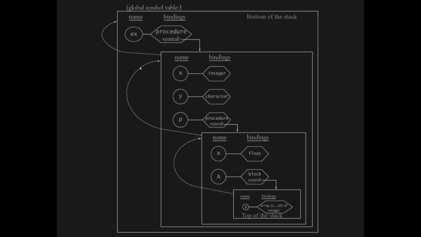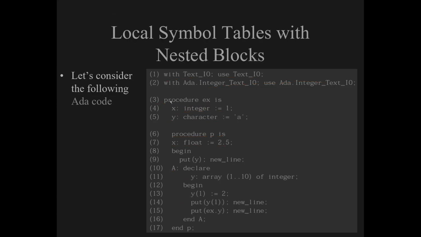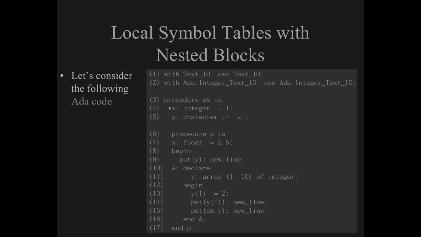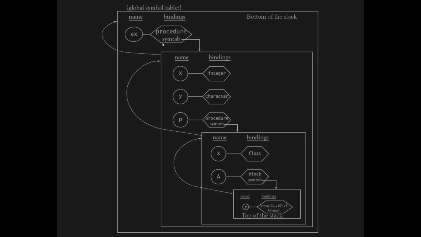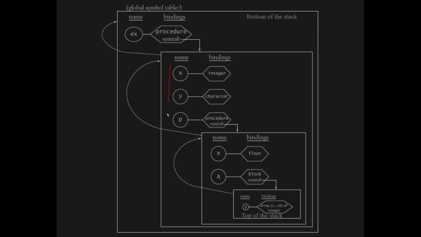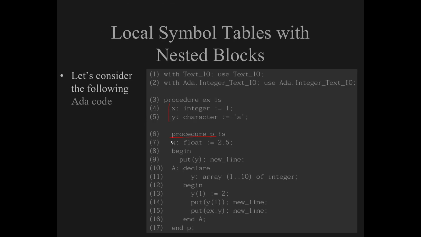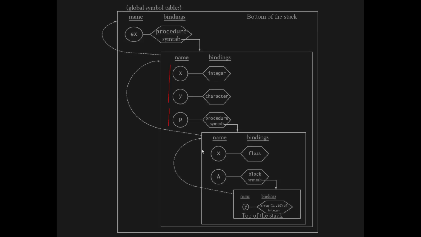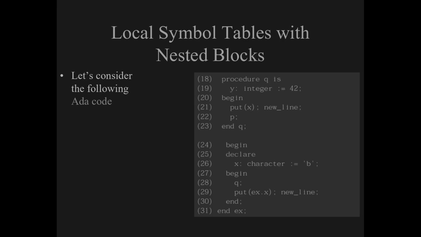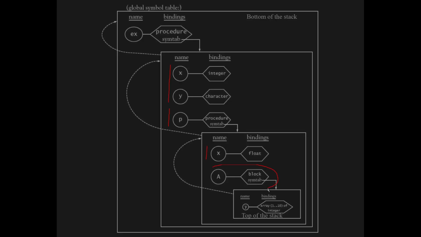That sounds like fun. So we start with EX, okay? Now in EX, within the scope of EX, we have X and Y. And then we have the procedure P, so we add that here. Now the procedure P has a local X, and so we add that here. And then it has a block called A. And so we add A, which, since it's a block, has its own symbol table as one of the things in P. So A has its own symbol table, which is this one.